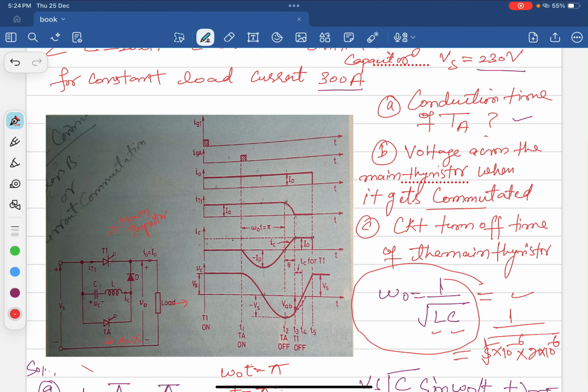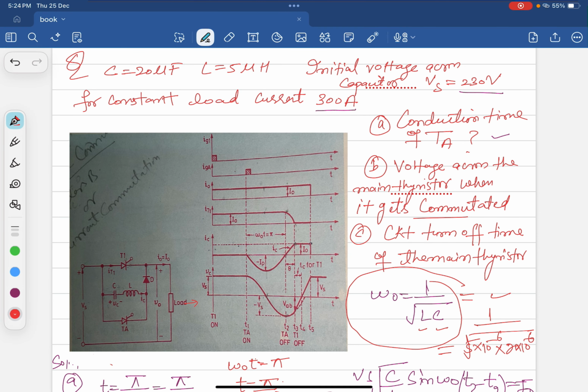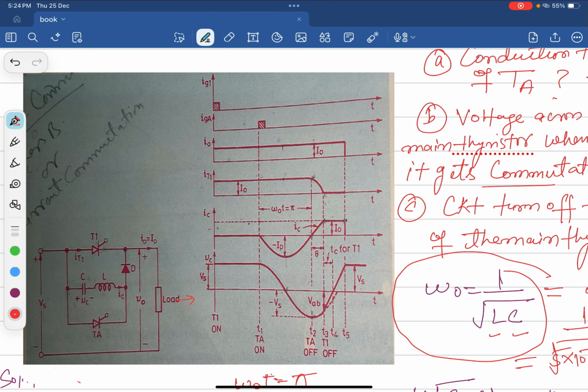As we have already discussed in the previous class about this Class B commutation. But in the question, it is asked to calculate the conduction time of thyristor TA. So I will explain it again. Before the circuit was on, the capacitor was initially charged to the value of Vs with polarity plus minus. At that particular time, thyristor T1 and thyristor TA were not conducting. The current flows through this path and this capacitor gets charged to the value of Vs.